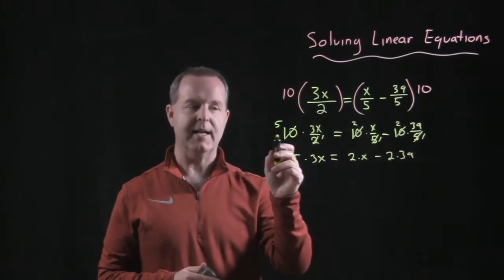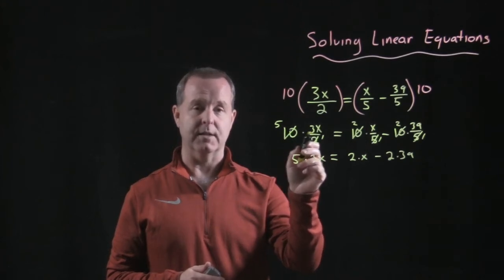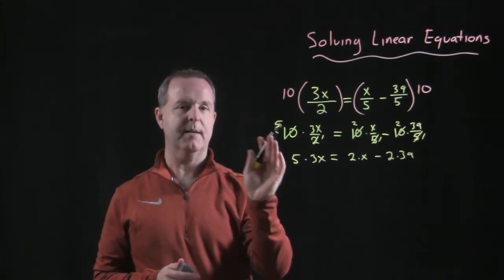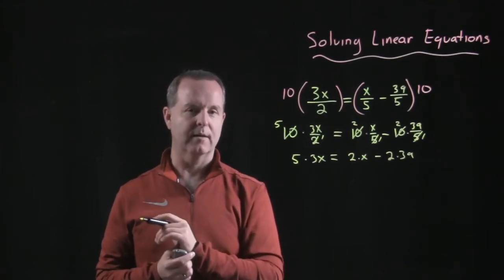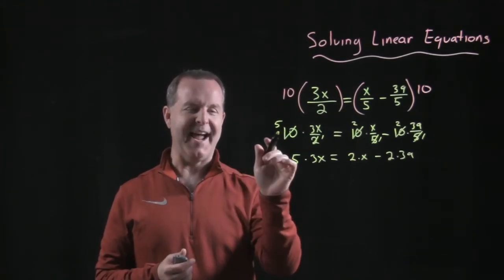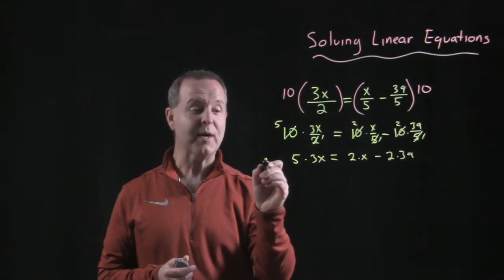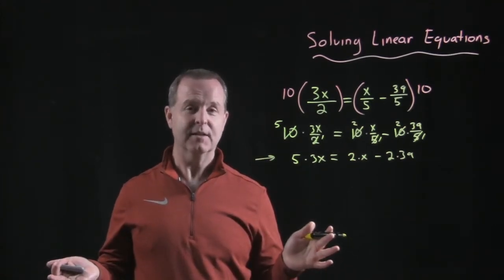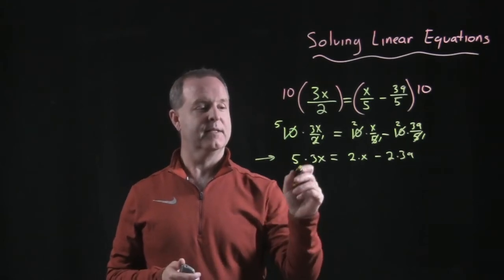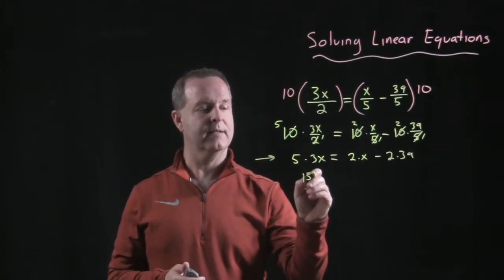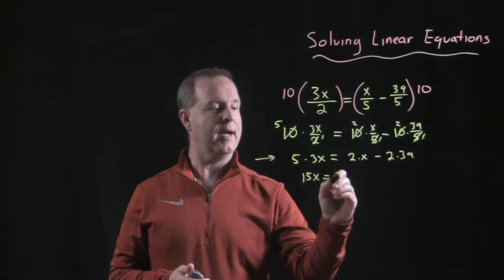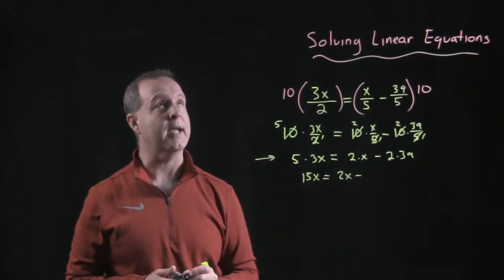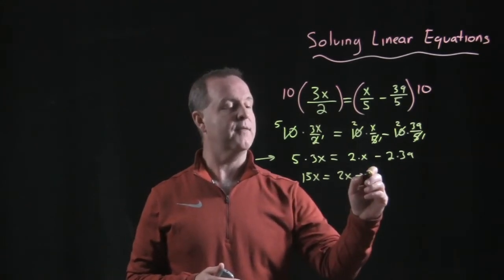Now, if you understand how we're working through multiplying fractions, this is what's happening in this step. That's something we touched on before, so I don't want that to distract. What do you notice right here, guys? No fractions. So what's left? I have 15x equals 2x minus 2 times 39. 2 times 40 is 80, minus 2, 78.